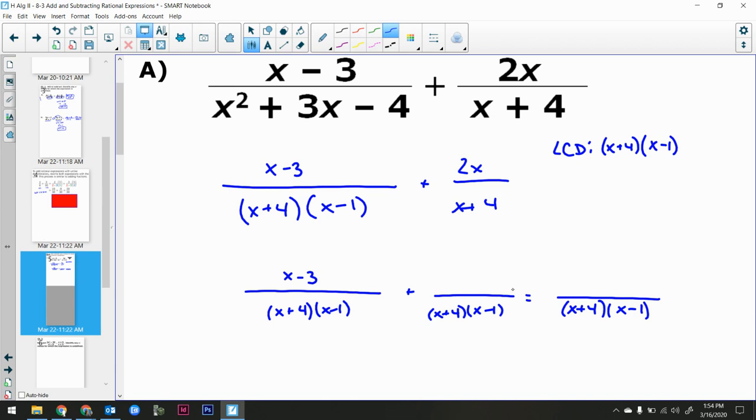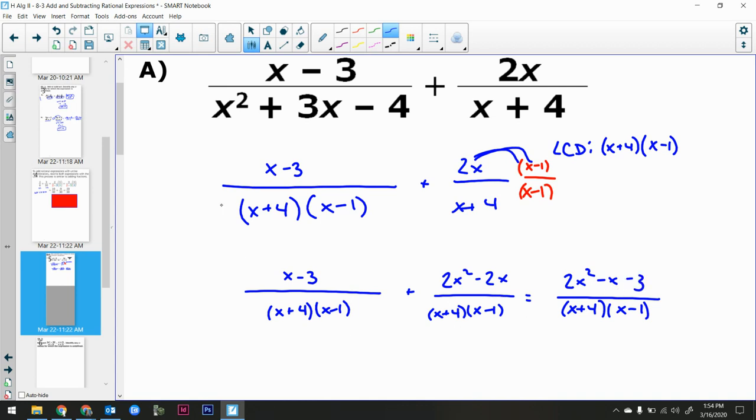What's missing here? Oh, the x minus 1 is missing. So I need to multiply both numerator and denominator by x minus 1. Now, why can I do that? Because x minus 1 over x minus 1 is essentially just 1. So that gives me, distributing in, 2x squared minus 2x. Add together: we've got a 2x squared, x and a negative 2x is a negative x, and then a negative 3.